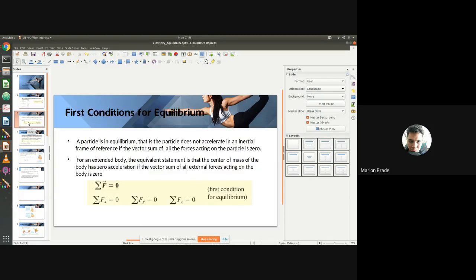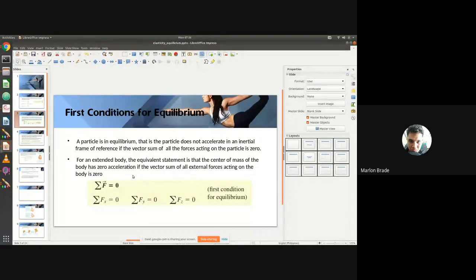So let's move to the first condition of equilibrium. When talking about equilibrium, we have two conditions: the first condition for equilibrium and the second condition for equilibrium. A particle is in equilibrium, that is, the particle does not accelerate in an inertial frame of reference, if the vector sum of all the forces acting on the particle is zero. This is the first condition. For an extended body, the equivalent statement is that the center of mass of the body has zero acceleration if the vector sum of all external forces acting on the body is zero.